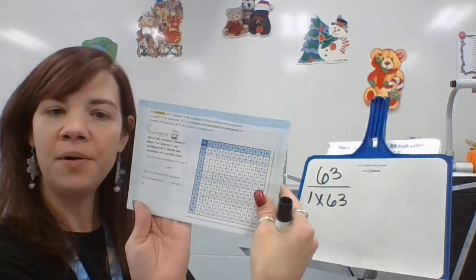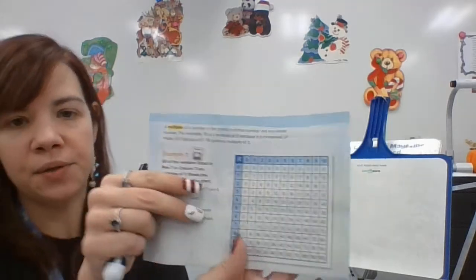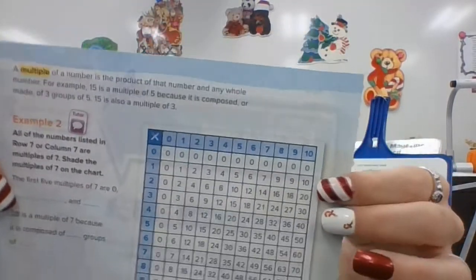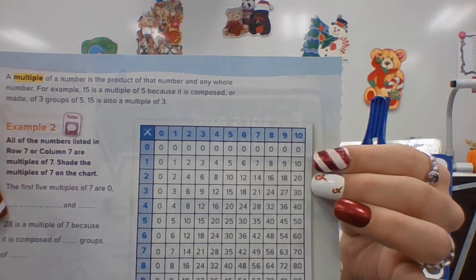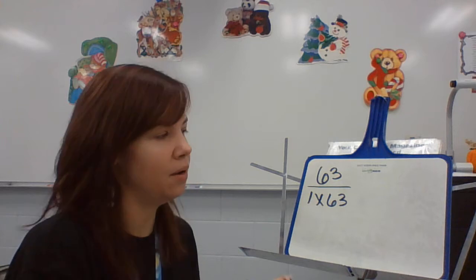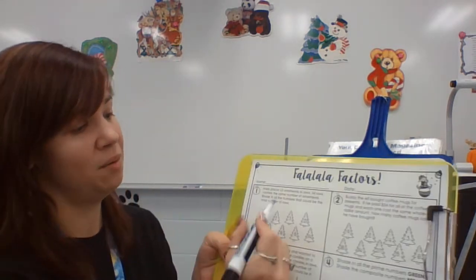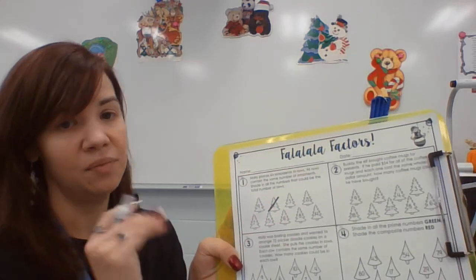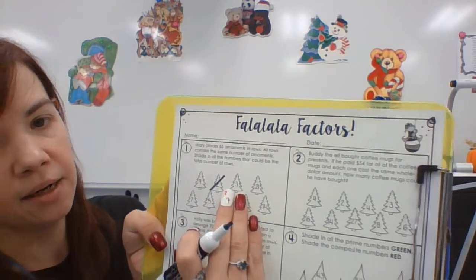So the next smallest I see is a number 2. This is where I go to the multiplication chart. If I look across the row of 2's, they are all even numbers. So any number times 2 is an even number. 63 is not an even number, so 2 can't be it. So I'm just going to cross it out.